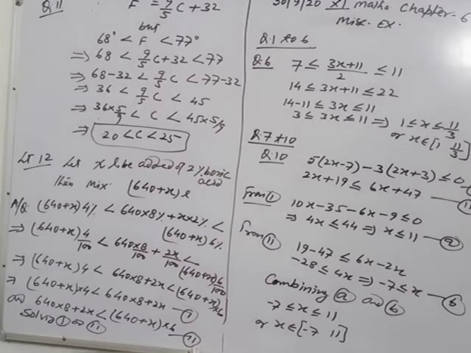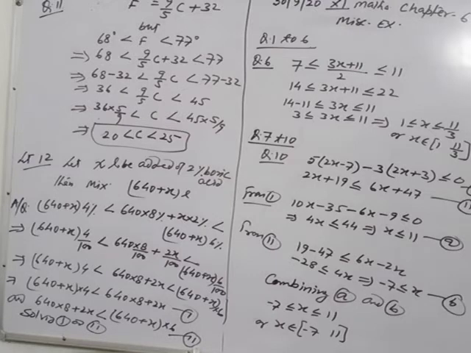So first solving the first one, multiplying out: 10x − 35 − 6x − 9 less than or equal to 0. From this you can find the value of x, and you can easily determine that x is less than or equal to 11. This is one relation, represented as A. Now solving the second inequality. What is the second inequality? 2x + 19 less than or equal to 6x + 47. From this, find the value of x.